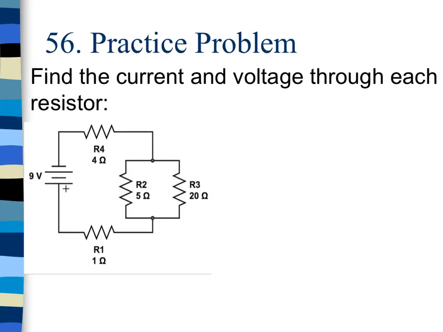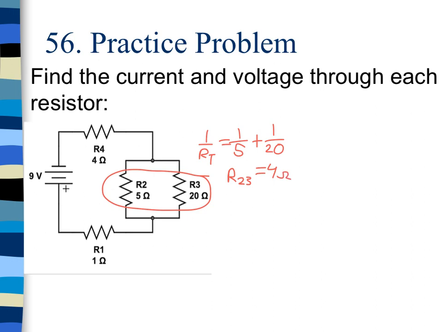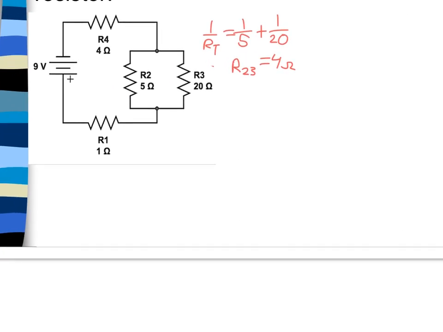All right, so here's our first circuit with 4 resistors here. I'm going to start by just breaking it down and getting the overall resistance. So first combination of resistors I see here are R2 and R3. And so we're going to break them down by saying 1 over RT equals 1 over 5 plus 1 over 20. And then we find that the equivalent resistance there of 2 and 3 combined is just going to be 4 ohms. So we're going to go ahead then and we're going to redraw this circuit down below using 4 ohms instead of those 2 resistors.